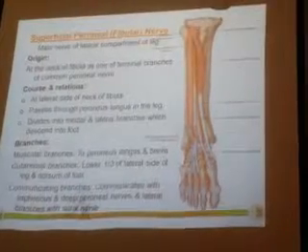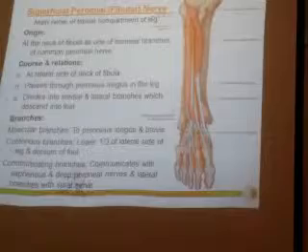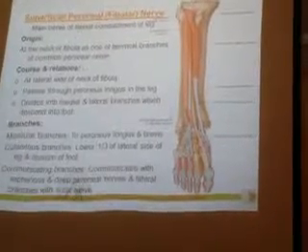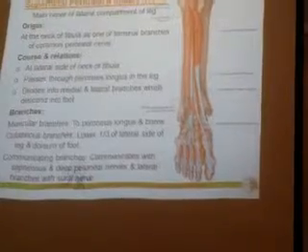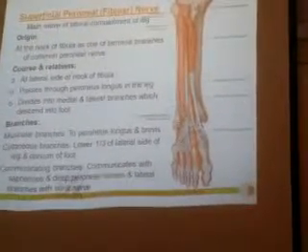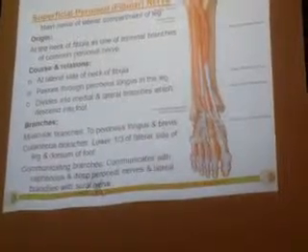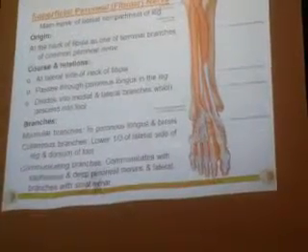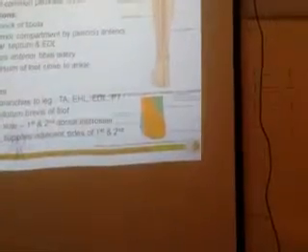As for the course and relations, it runs all the way along the lateral side and passes through the peroneus longus muscle, and it divides into medial and lateral branches. It supplies the two muscles and descends up to the foot. It gives muscular branches to the longus and brevis, and cutaneous branches to the lower one third of the lateral side and the dorsal foot. You see here, this is the area of skin supplied by the superficial nerve.